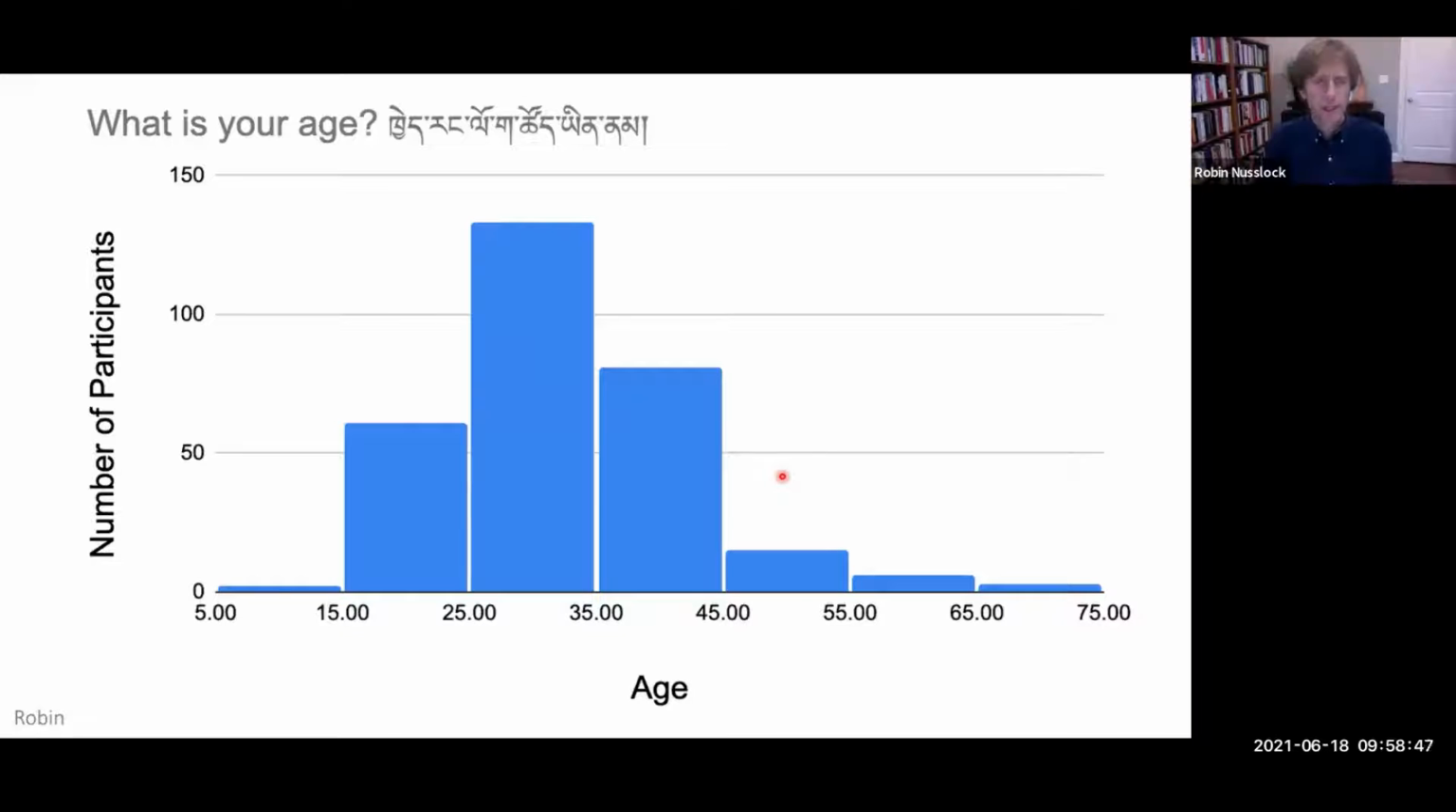Wonderful. And there's a concept in statistics called the mode, which is the most frequent response. So what's the most frequent response or the most frequent age here?